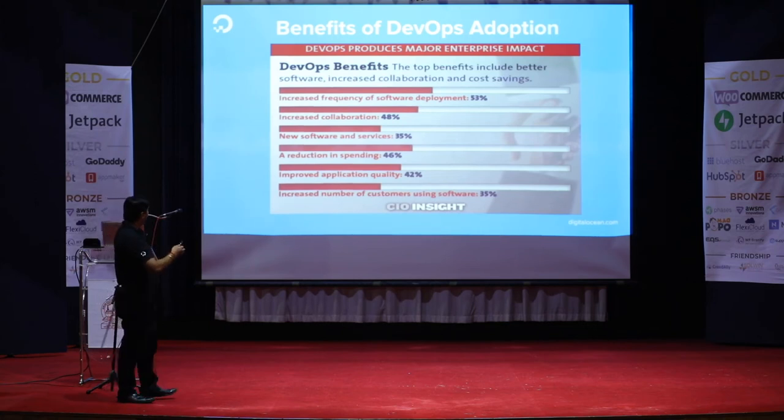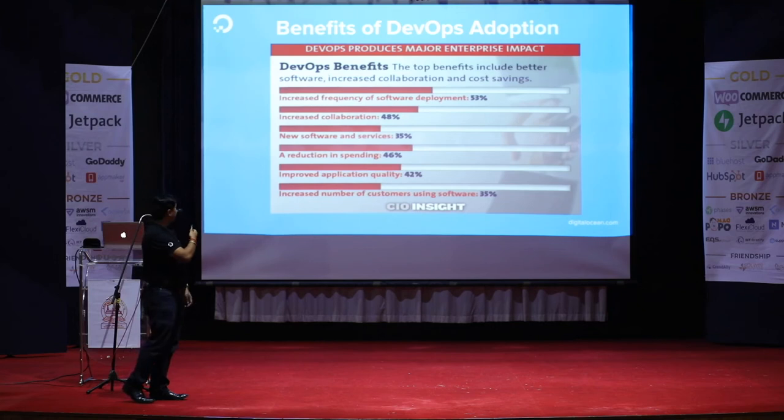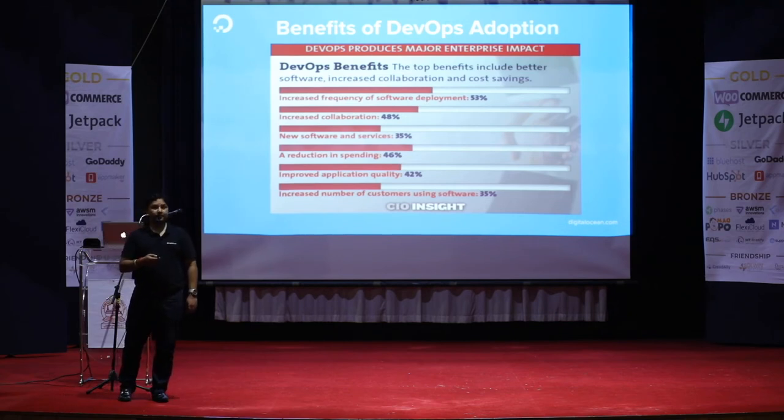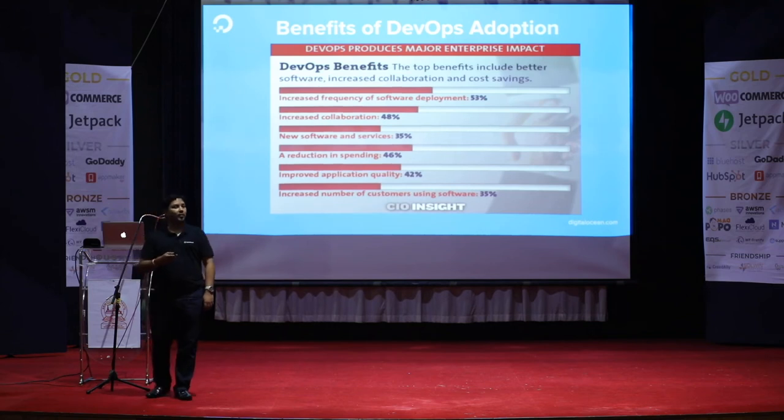A reduction in spending, cost cutting. So 46%, that's a good number over there. So why do you feel a reduction in spending? Any answers? How do you save on money? Anyone from the higher management, who is all about money and saving, they should have an answer, right? Yeah.